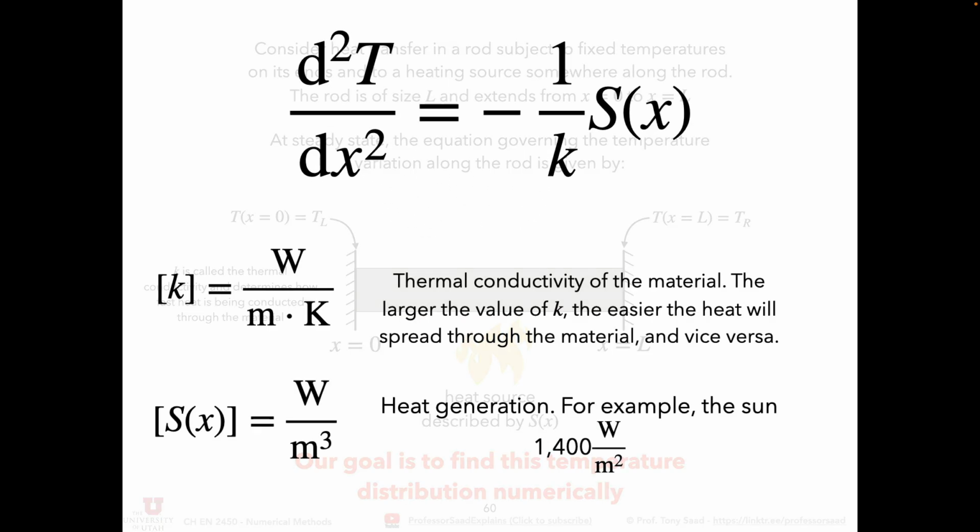Nothing is useful without dimensions and units. Typically, k is given in watts, which is joules per second, so it's a heating rate, per meter per Kelvin. So it's per degree Kelvin of temperature. And the source term is in watts per cubic meter, so it's generating heat volumetrically. For example, the sun produces about 1,400 watts per square meter. Just to put things in comparison, if you pick a surface on Earth and you're standing in front of the sun, you're receiving about 1,400 watts per square meter.